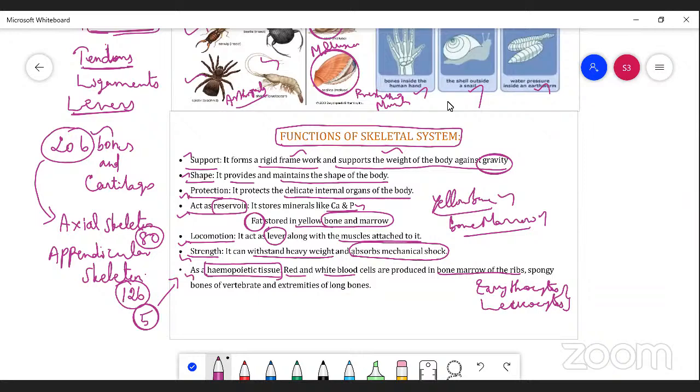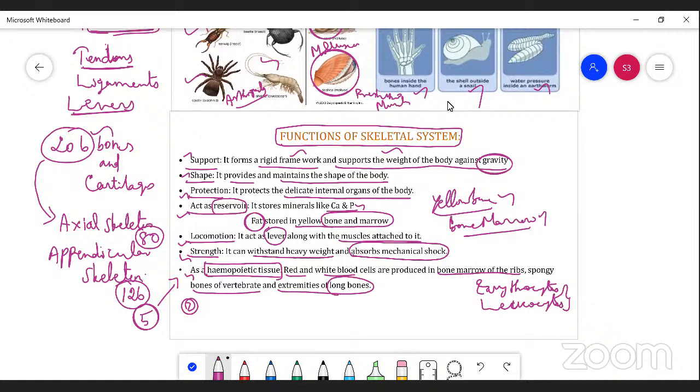Vertebra, that is the backbone, we say. So the sponge bones of the vertebra and the extremities of the long bones also produce RBC and WBC cells. Do you understand where the RBC and WBC cells are produced in our body? The red blood cells and white blood corpuscles are produced in the bone marrow of the ribs, the sponge bones of the vertebral column, and the extremities of the long bones.